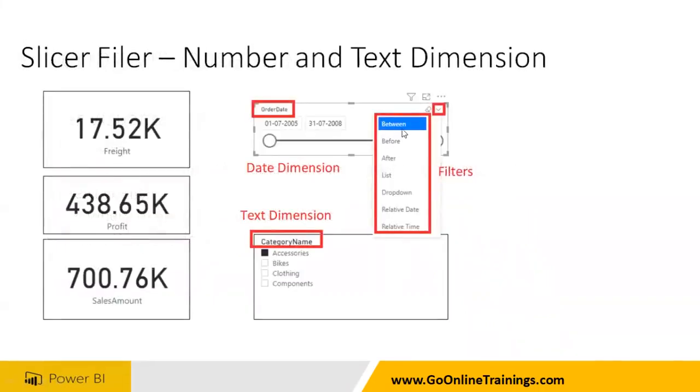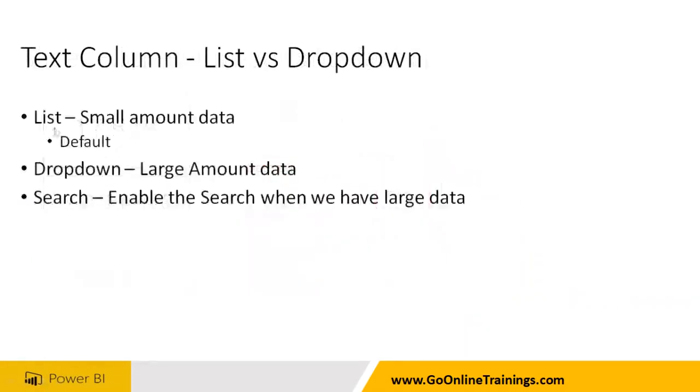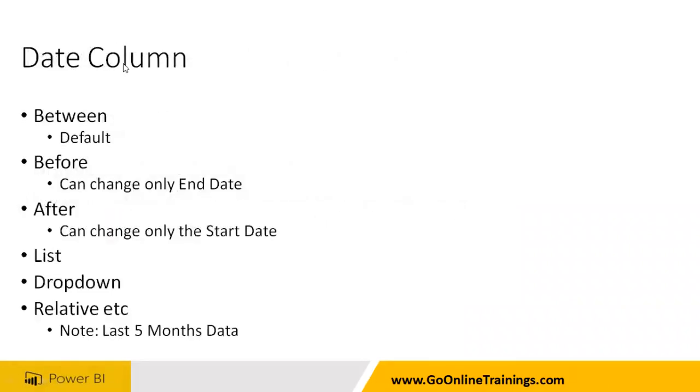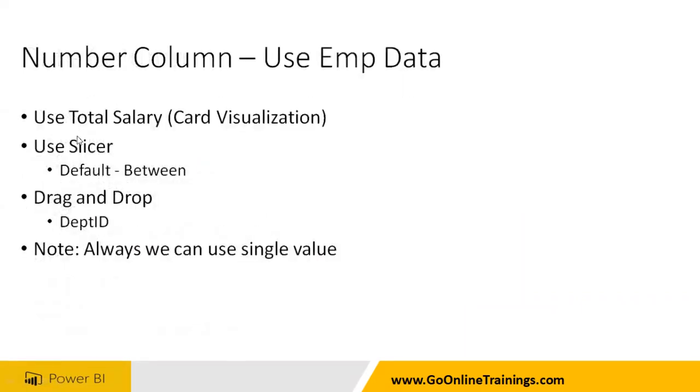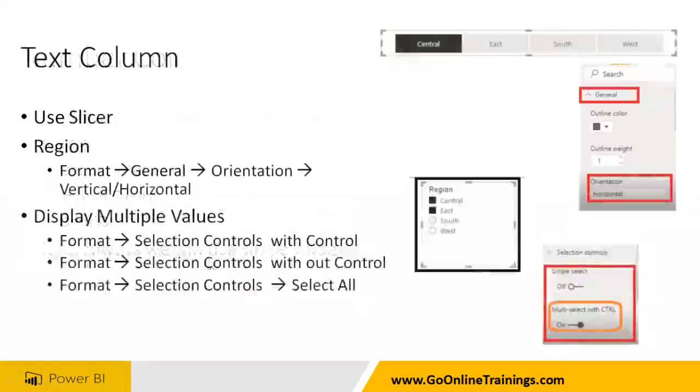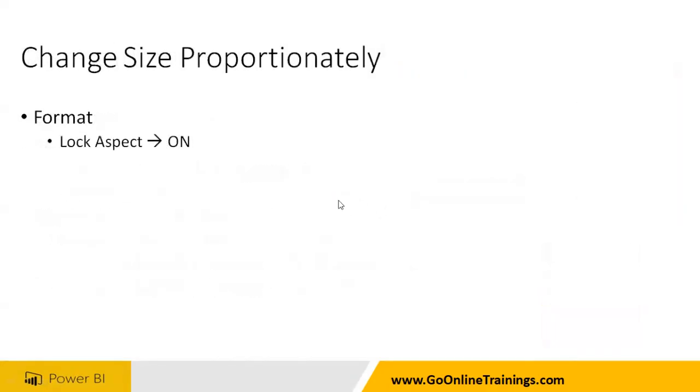Okay, the between operator also I told you, right? Between textual data means a list, right? A list is for a small amount of data by default, a drop down for a large amount of data, and search is enabled when we have large data, after applying the drop down. Then for the date column, we have between, before, after, list, drop down, relative dates, all these things we discussed. And for number data, the slicer default is between. Drag and drop this, right? Tomorrow we'll talk about a few more things and continue further.